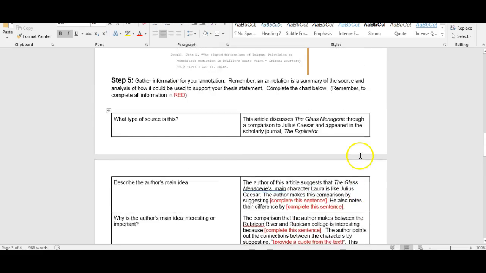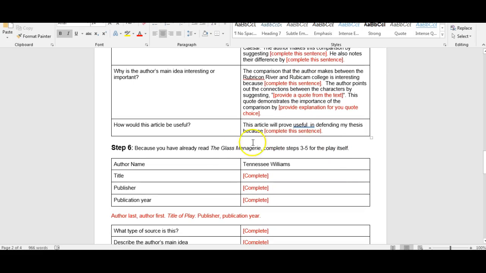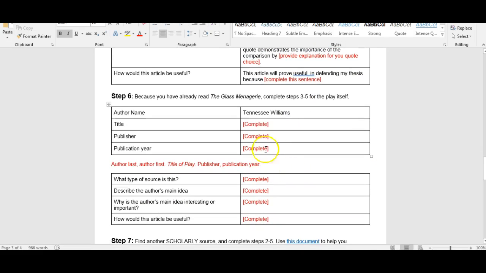All right, so yes, a lot of this part is done for you, but this is just helping you see what it can look like as you move on to do the other 2 on your own. All right, because we've already read the Glass Menagerie, so you should be able to complete this, all right? We know Tennessee Williams wrote it. What's the name of it? It's right there. All right, who published it? You should see that in your book.